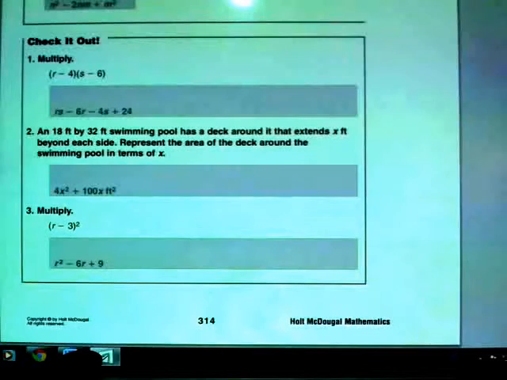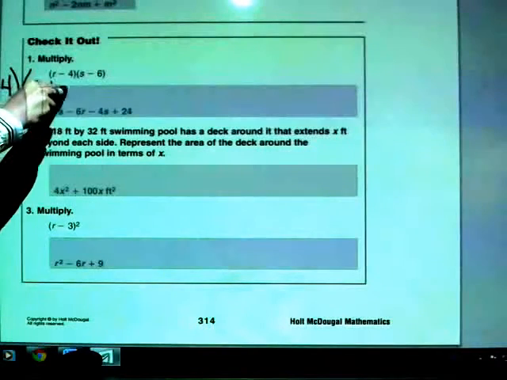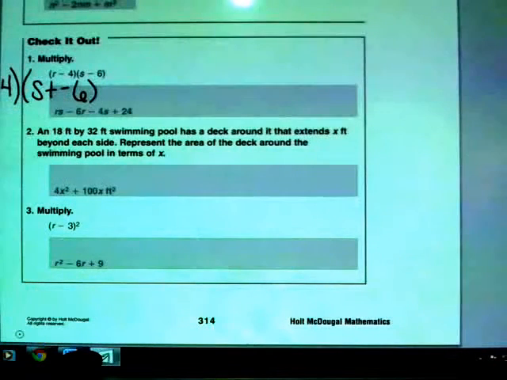I'm prepared to change this into r plus negative 4 times s plus negative 6. So let's go ahead and change this into r plus negative 4 times s plus negative 6. All right, I need to apply FOIL to multiply together the two binomials.